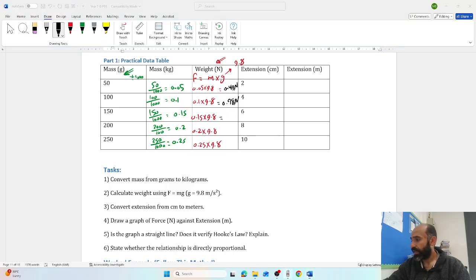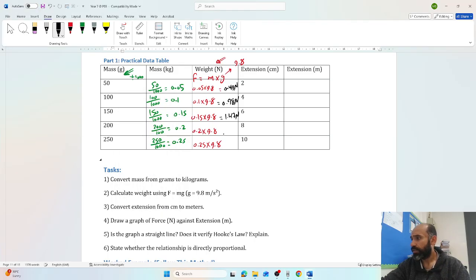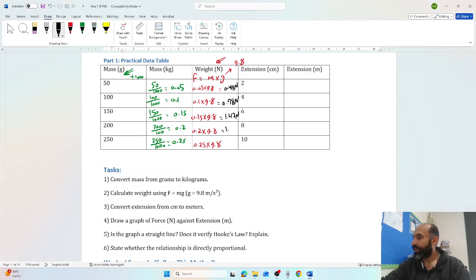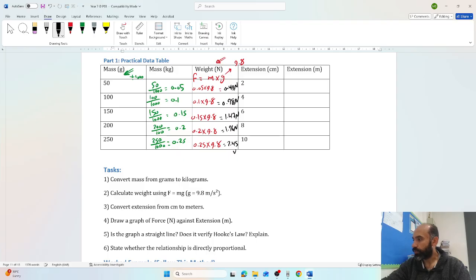And here we will have 0.15 times 9.8. You can do times 10 for simplicity. 1.47 Newton. Here we have 0.2 times 9.8, so it will be 1.96 Newton. And finally, 0.25 times 9.8 will be 2.45 Newton. Okay.